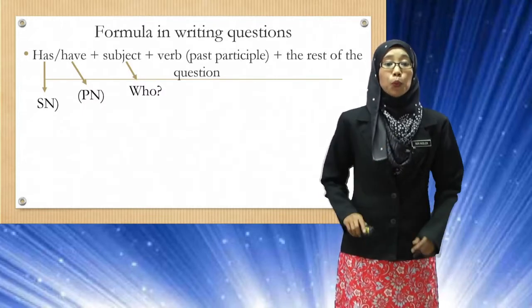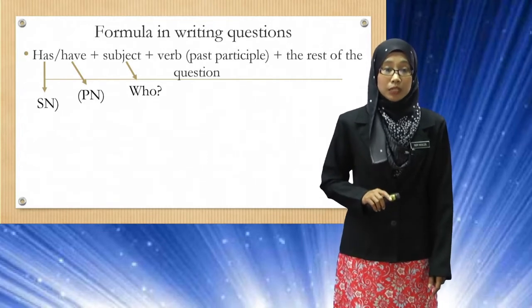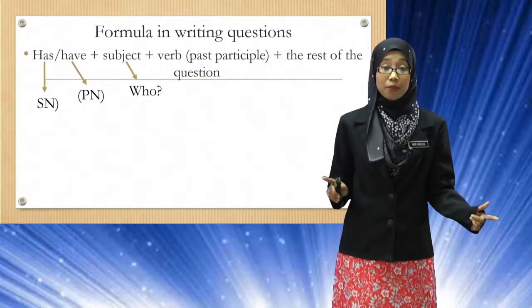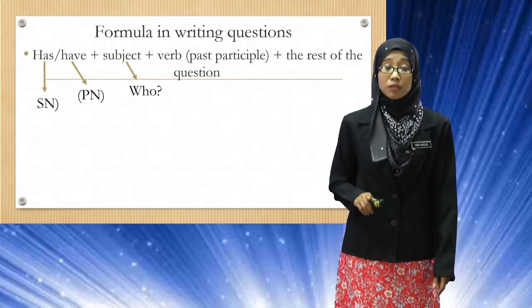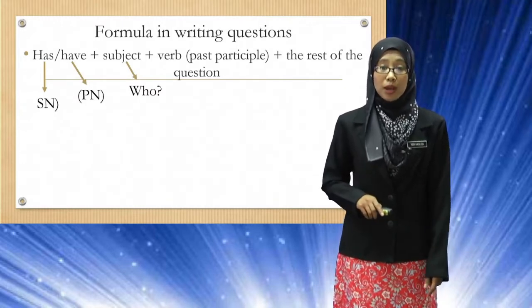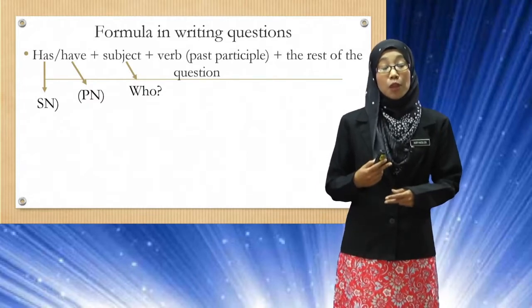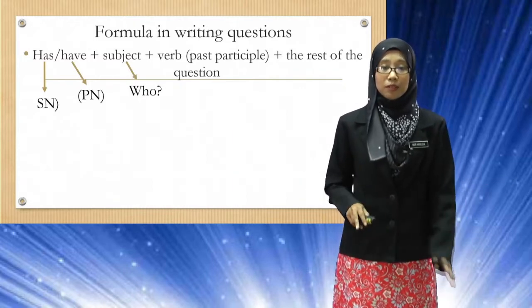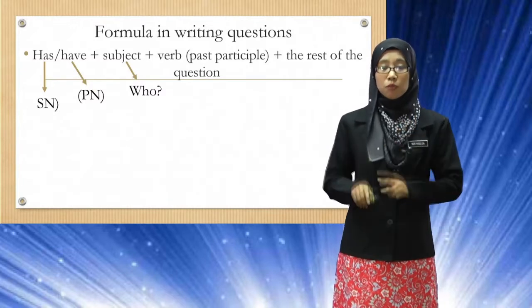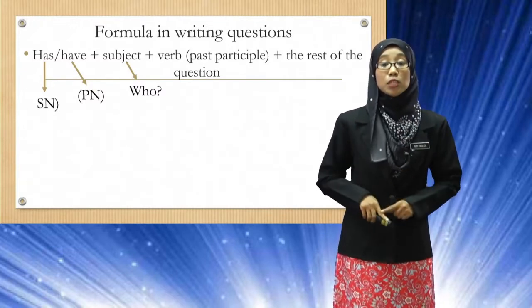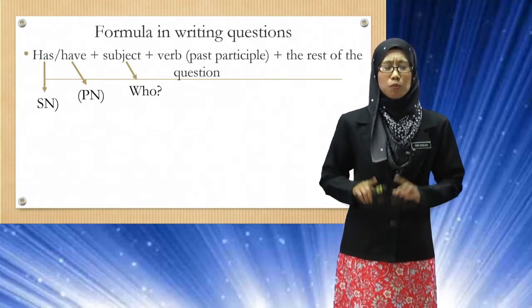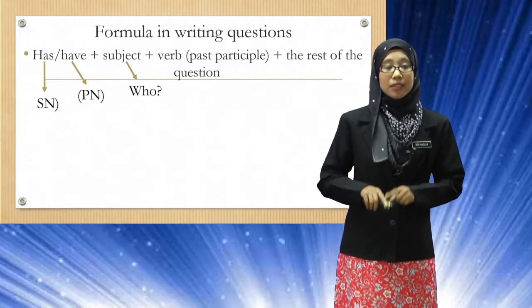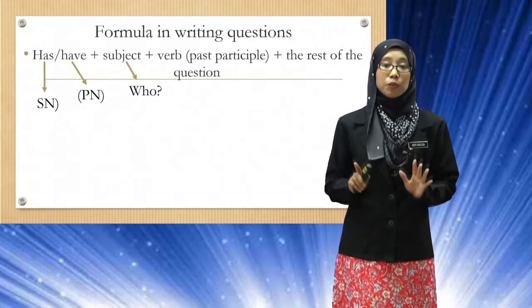Remember, we use has for a singular noun subject, which is only one in quantity. And we use have for a plural noun subject, which is more than one in quantity. Let me remind you once again the difference between singular and plural. Remember, singular comes from the word single. Single means one, and plural means more than one. You have to bear in mind this basic rule that you have to remember.